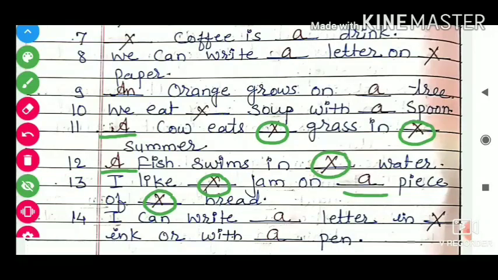I can write dash letter in dash ink or with dash pen. I can write a letter in ink with a pen. No article is used before ink.